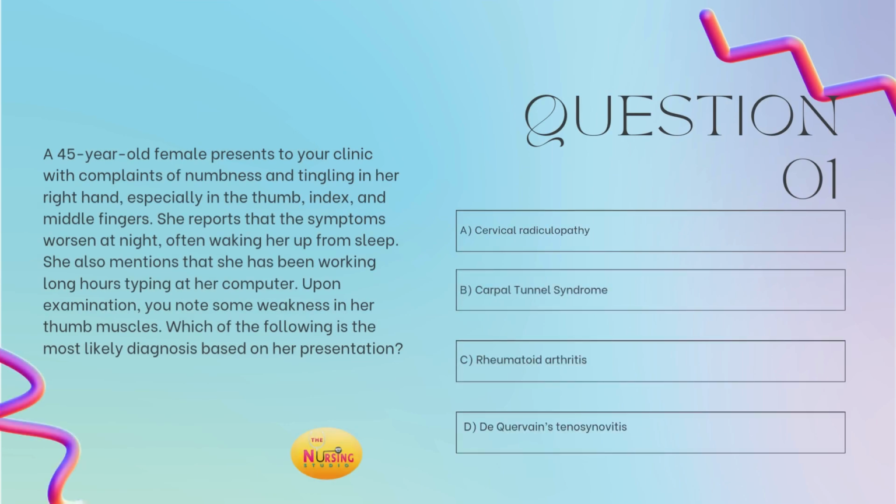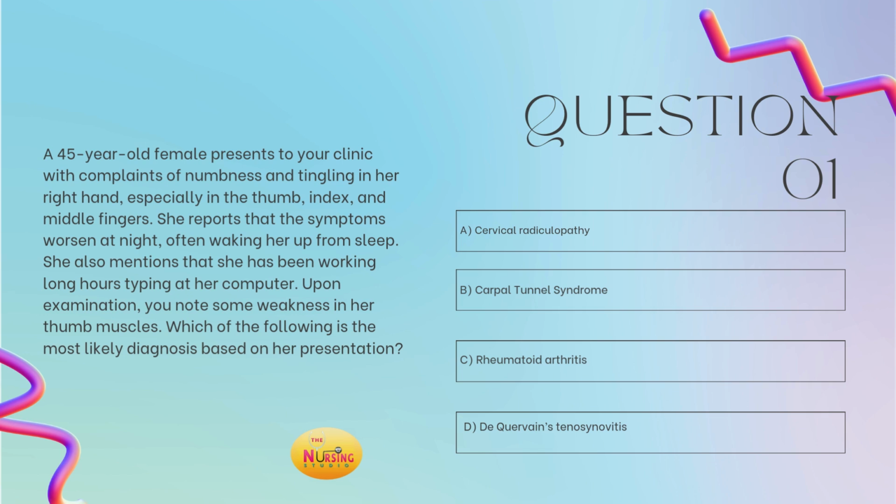All right, y'all. Question number one states a 45-year-old female presents to your clinic with complaints of numbness and tingling in her right hand, especially in the thumb, index, and middle fingers. She reports that the symptoms worsen at night, often waking her up from sleep. She also mentions that she has been working long hours typing at her computer. Upon exam, you note some weakness in her thumb muscles. Which of the following is the most likely diagnosis based on her presentation?